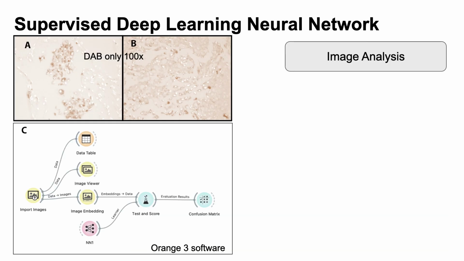Another set of DAB-only images, with 100 times magnification, and without marking the region of interest, was submitted to the Inception v3, Deep Neural Network Image Embedding Recognition Model Analysis, using Orange 3 software.